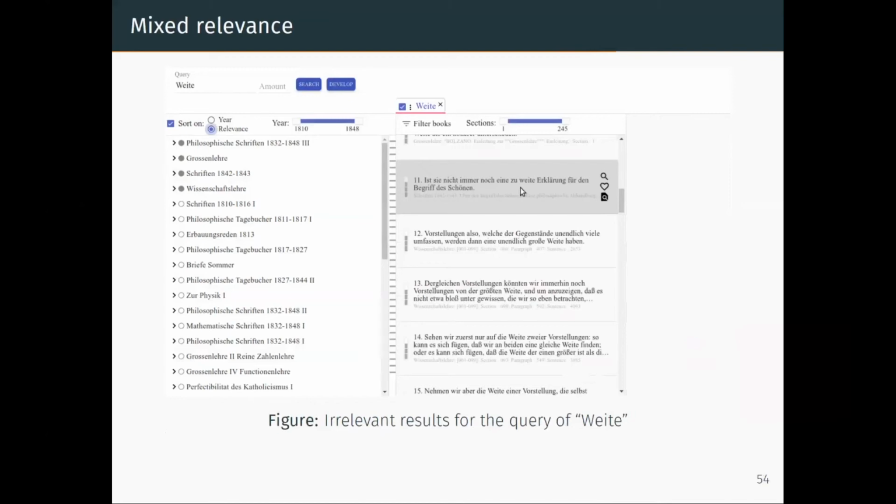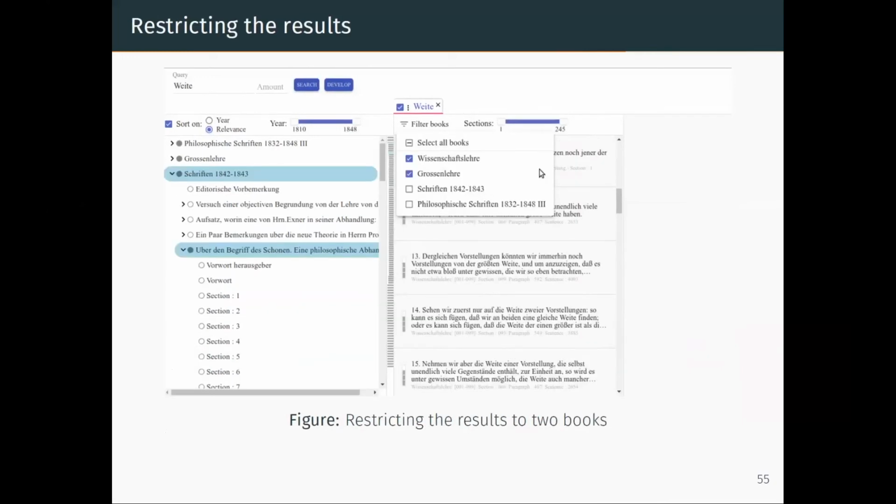We also see that there are many irrelevant results. For example, when he's discussing a certain definition and says this is too broad a definition, he's using Weite in another sense. That's not relevant for us. We managed to identify that there are only 2 books in which he uses the term in the relevant sense, and those are his mathematical books, so that makes sense. We can filter out the irrelevant ones with the filter books option, so we select only the books we are interested in.